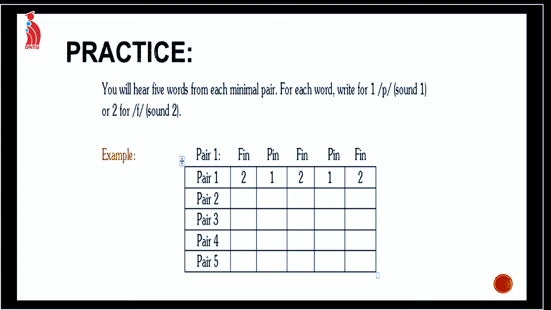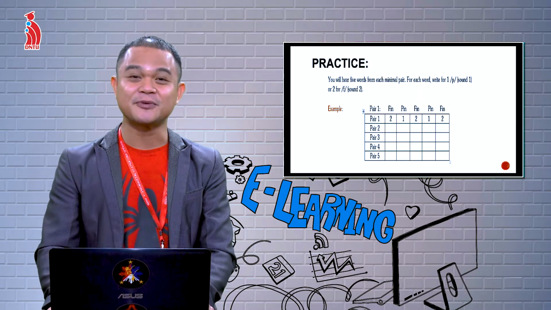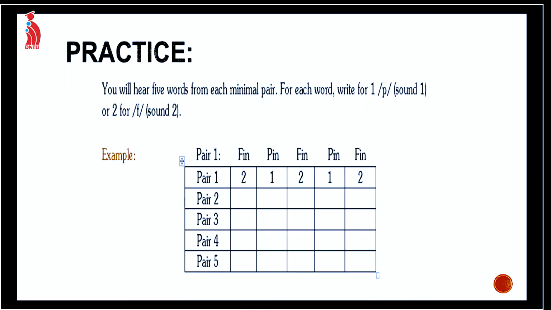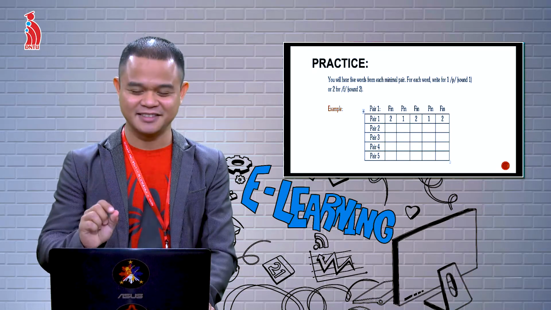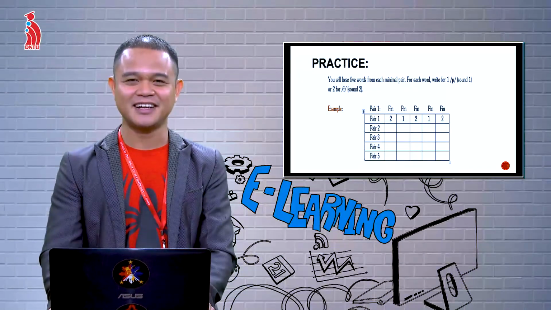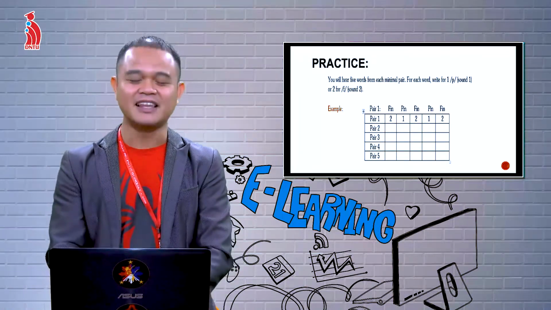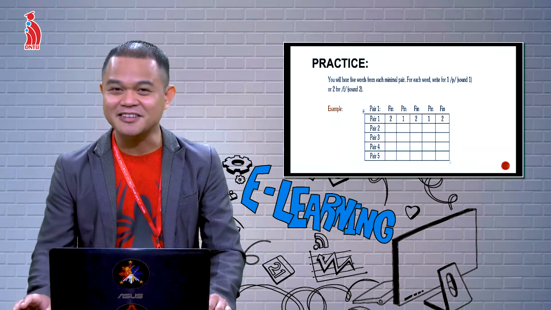Later I will read and pronounce the minimal pairs, and then I want you to answer this exercise. So get ready with a pen and paper. The example is already given there. Like pair number 1: if I say fin, pin, fin, pin, fin, your answer is 2, 1, 2, 1, and 2. Are you ready for the exercise? Let's do it. I'll give you 30 seconds more to prepare.